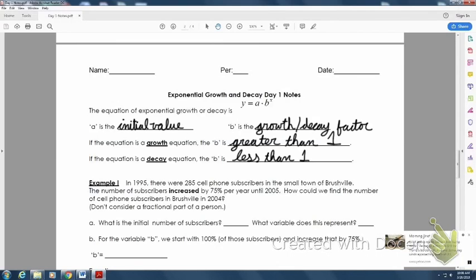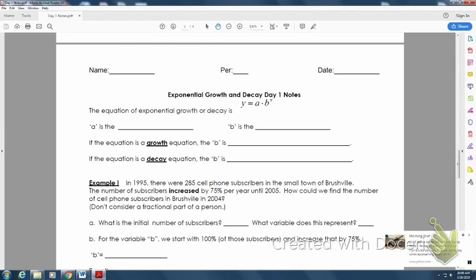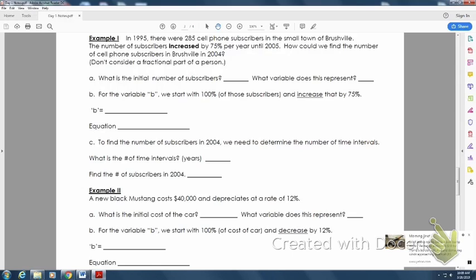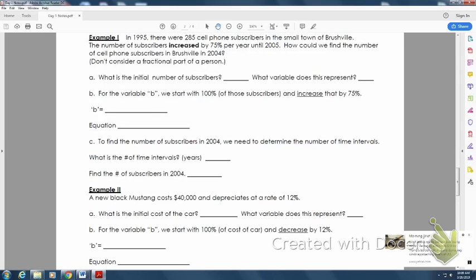All right, so we're going to walk through an example of how to find these values given a word problem. On this one, it says in 95 there were 285 cell phone subscribers in this town. The number of subscribers has increased, so you always need to be aware of words that are telling you, is it growth or decay? If it's increasing, obviously it's growth. Increased by 75% per year until 2005. How could we find the number of cell phone subscribers in the town in 2004?